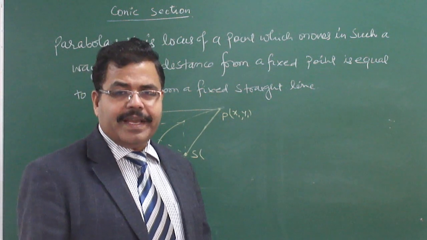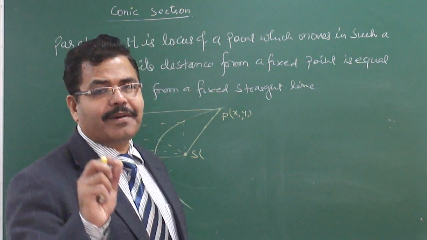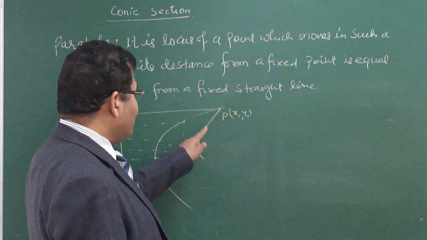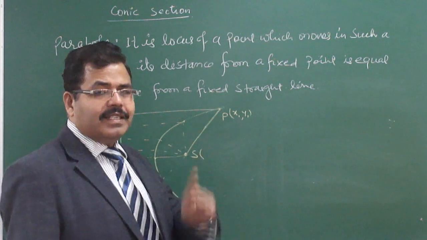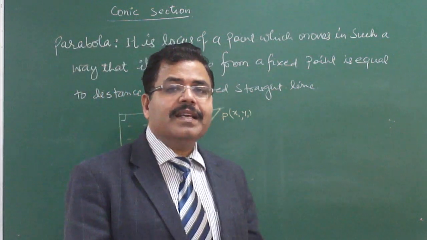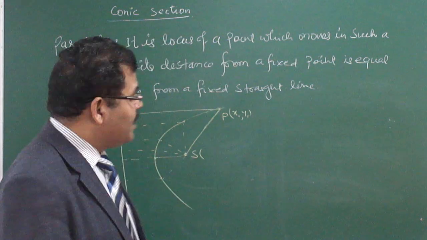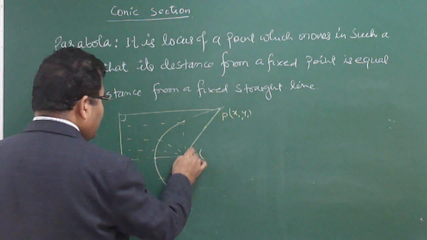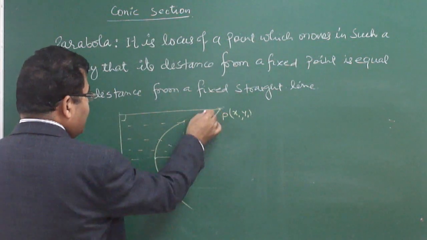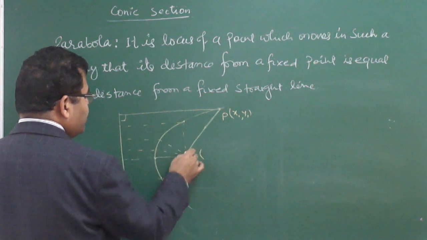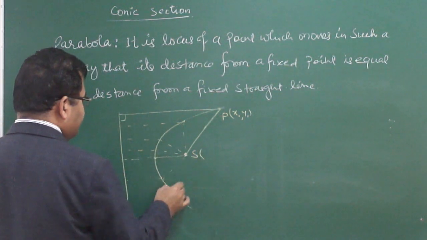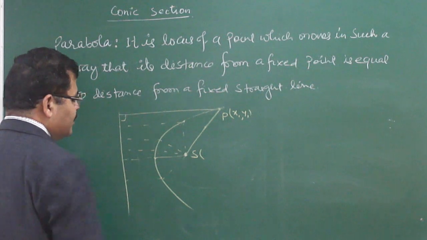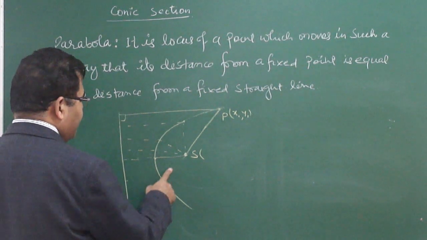in such a way that its distance from a fixed point, that is the focus, is equal to its distance from a fixed straight line, that is called the directrix. It means the distance from the fixed point and from the straight line will be equal for all these points.